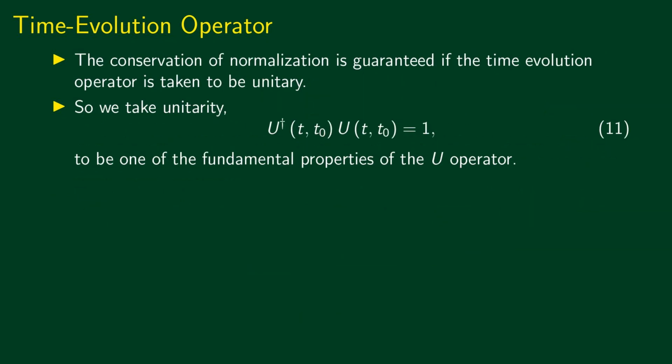So the conservation of normalization is guaranteed if the time evolution operator is taken to be unitary. So we take unitarity, U dagger U equal to 1, to be one of the fundamental properties of the time evolution operator.